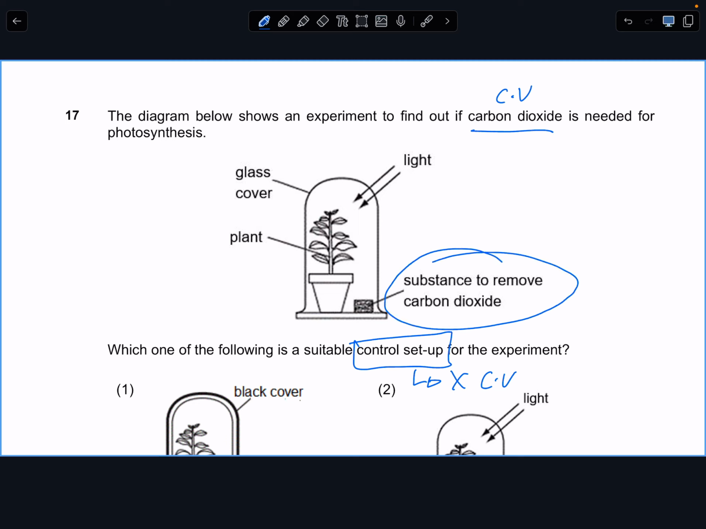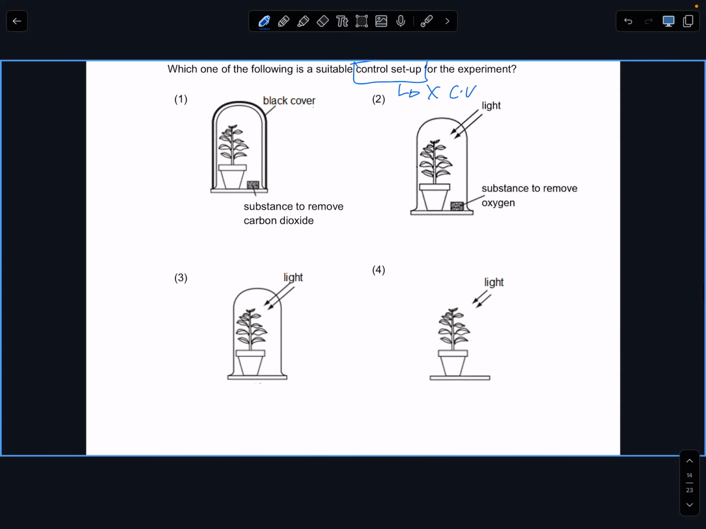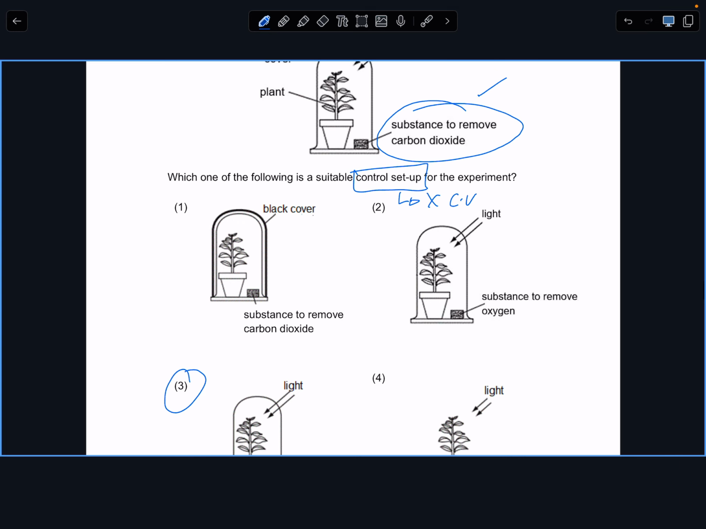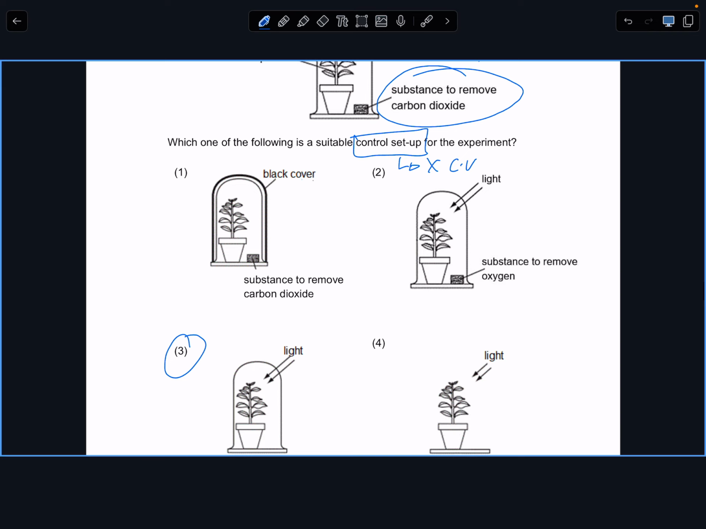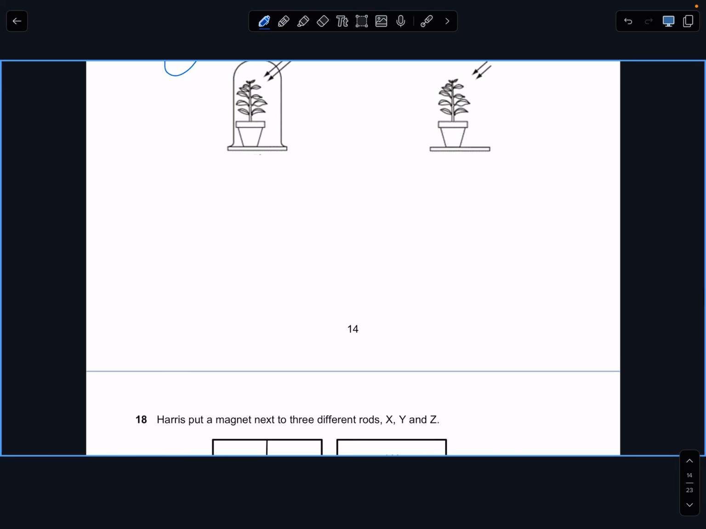So the opposite of this will be what? To put back the carbon dioxide. So therefore, everything else should be the same. Okay? So in this case, your answer would be 3. Everything else is the same, except that now you put back carbon dioxide. You don't have the substance to remove it. Next.